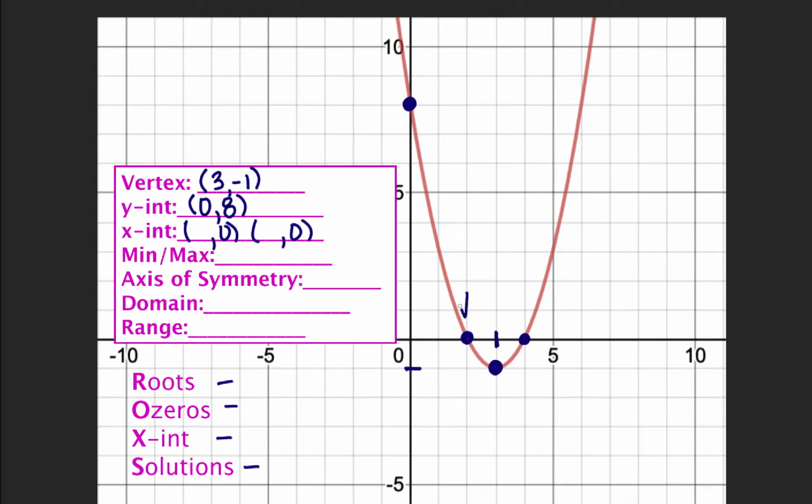Then I'm going to look at each one of these. Looking at both of these points right here, my first point is at 2 and my second point is at 4. So I'm going to go ahead and put those in.